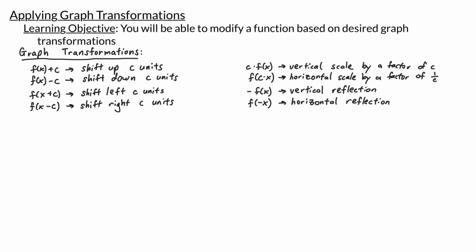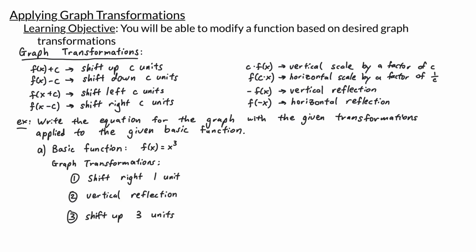Now let's get some practice with modifying our functions. So for our example here, we want to write the equation for the graph with the given transformations applied to the given basic function. In part A here, the basic function that we're given is f of x equals x cubed. And the transformations that we want to apply are shift to the right 1 unit, vertical reflection, and then shift up 3 units. When there are multiple transformations we want to apply, we just apply them one at a time. Now, our first transformation is to shift right 1 unit.